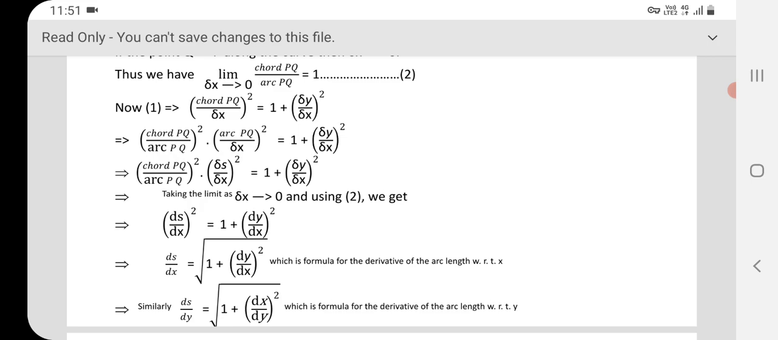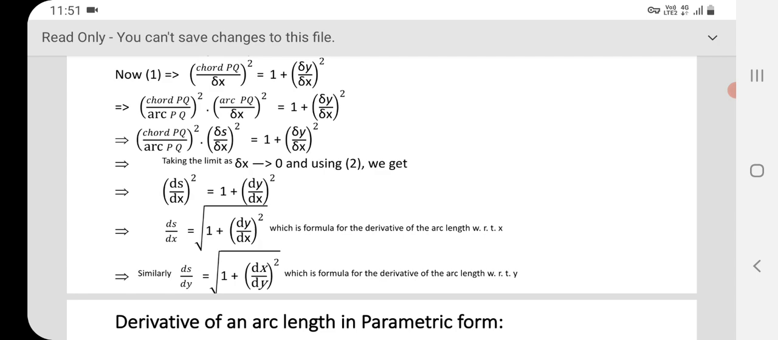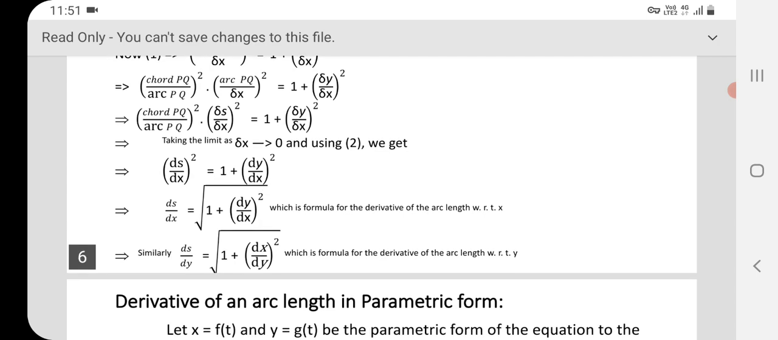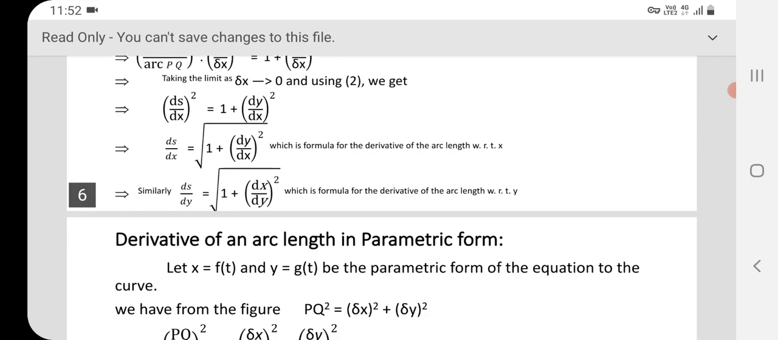Otherwise, if we put the square root on both sides, it follows that ds by dx equals root of 1 plus (dy by dx) whole square, which is a formula for the derivative of arc length with respect to x. Now similarly, we may get ds by dy equals root of 1 plus (dx by dy) whole square, which is a formula for the derivative of an arc length with respect to y.